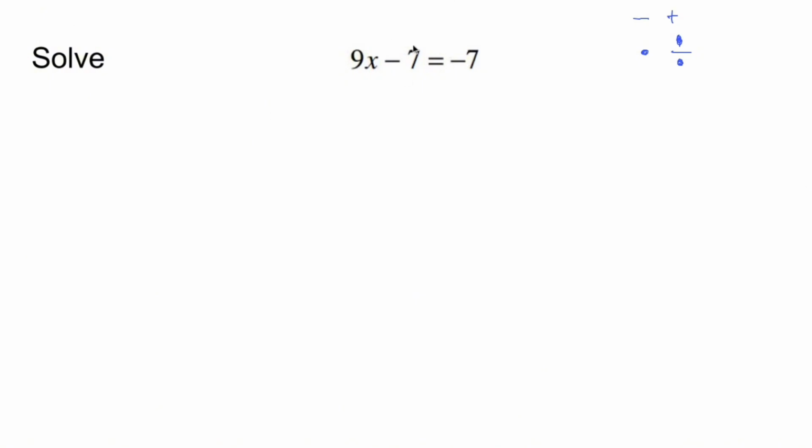So I have to get rid of the thing that we're subtracting first, and what we're subtracting is 7. So how do we get rid of minus 7? Well, you do the inverse, which is plus 7, and you have to do that to both sides. So you add 7 to both sides.